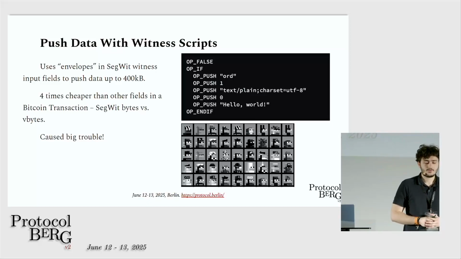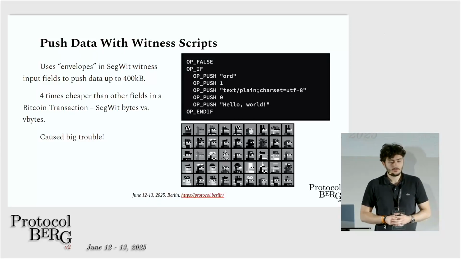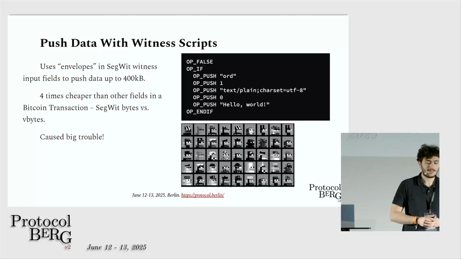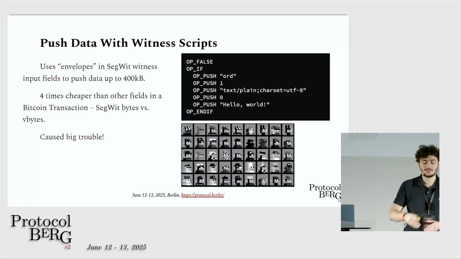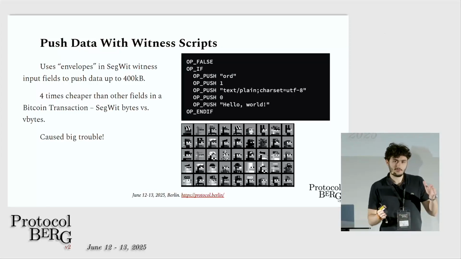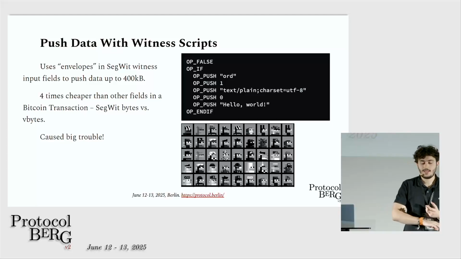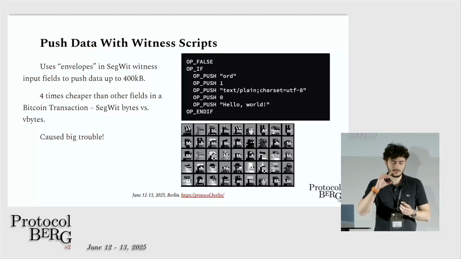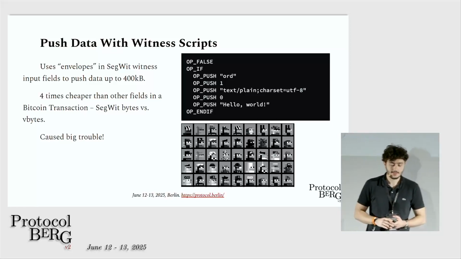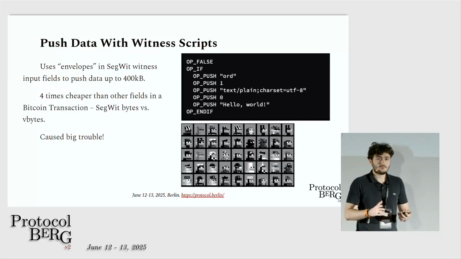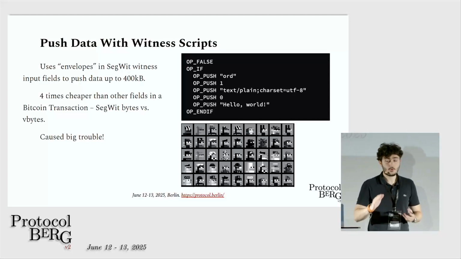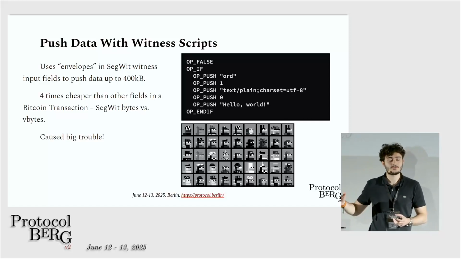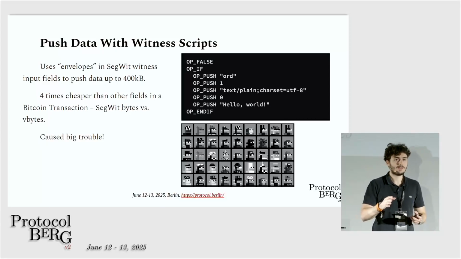In these scripts, you have something called an envelope, which pushes OP_FALSE onto the stack. And with the OP_IF right there, you directly consume that OP_FALSE, and you never execute the inside of the if block, right? So that means you can do anything inside the if block, and your transaction will be valid. Due to the way SegWit works, this part of the transaction, the witness field, is priced 4 times cheaper than any other part of the transaction. So this is actually a much cheaper way to put data on Bitcoin.